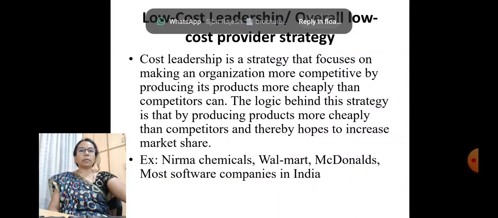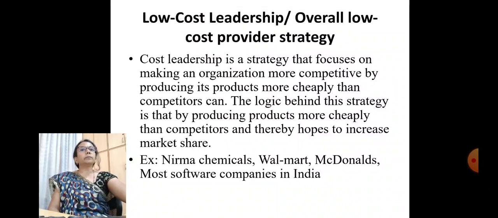Cost leadership is a strategy that focuses on making an organization more competitive by producing its products more cheaply than competitors can. The logic behind the strategy is that by producing products more cheaply than competitors, the firm hopes to increase market share. For example, we can see on the slide here, Nirma Chemicals. It was able to challenge the might of Hindustan Lever by pursuing this strategy aggressively without, of course, sacrificing the quality.